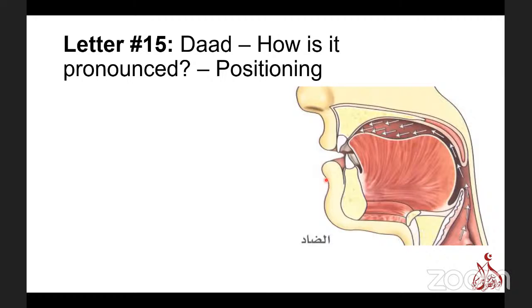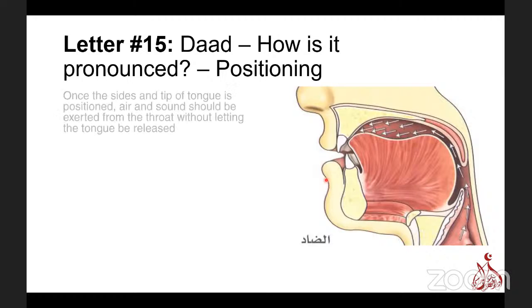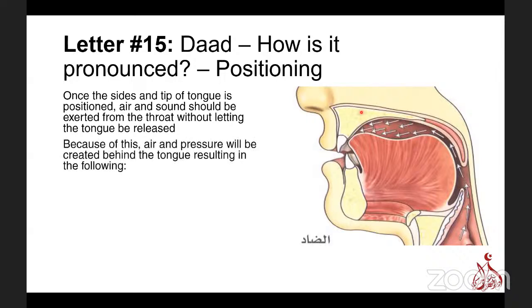So now, once you've understood the whole positioning of the mouth, of the tongue, once the sides and the tip of the tongue are positioned, what's going to happen now is air and sound should be coming out from the throat, and without letting the tongue be released. So you're going to let the air and sound come into your mouth, and it's going to start filling up in your mouth little by little. Because of this, the air and all the pressure that's building up is going to build up behind the tongue. Because remember, your tongue is blocking the air. So slowly, all that air and pressure is going to build up behind the tongue.